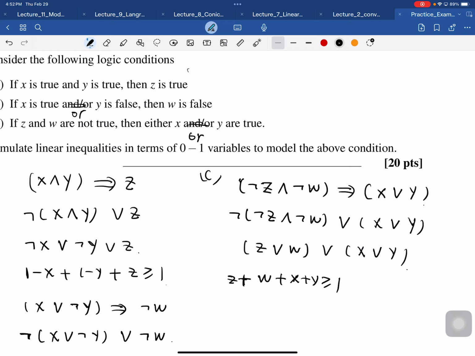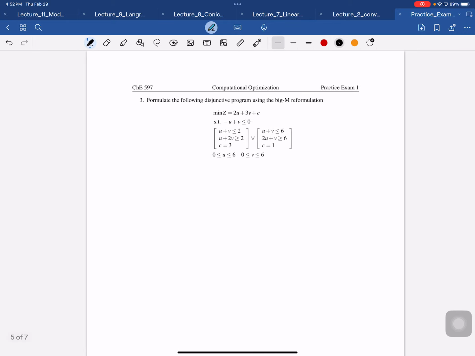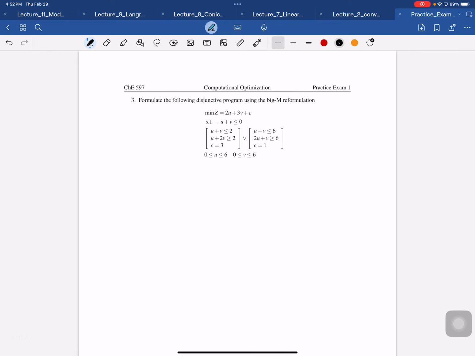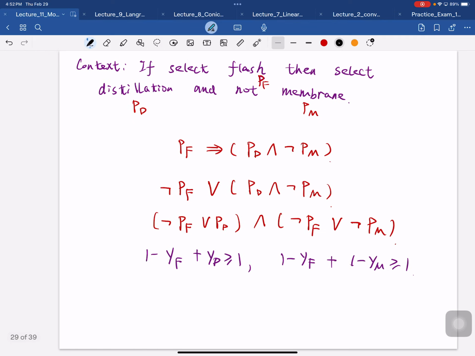Any questions here? All right. Okay, so now let's talk about the third problem. It says formulate the following disjunctive program using the big M reformulation. We'll talk about this in the same lecture as well, right?